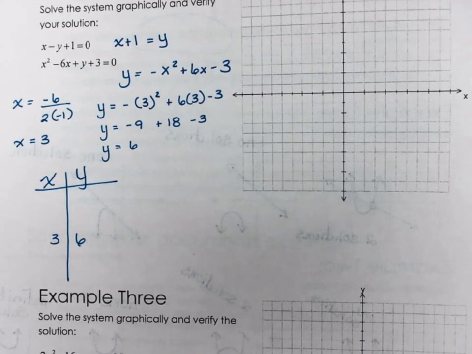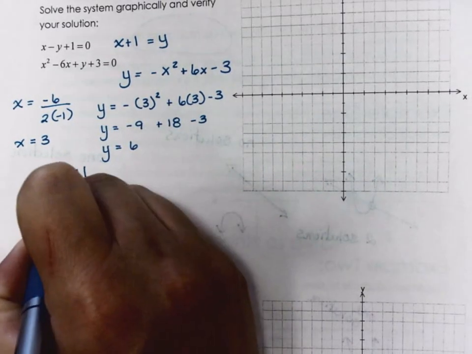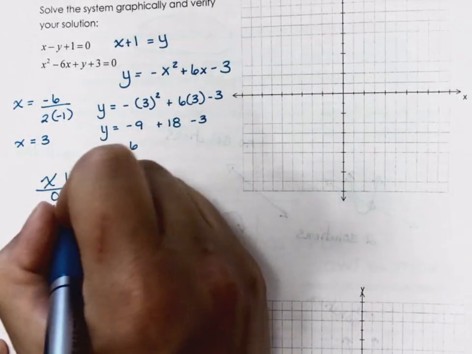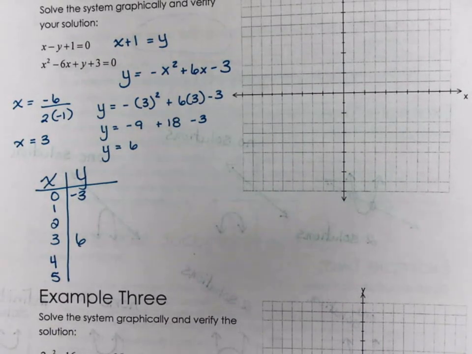Okay, what would 4 be? Because we're going to pick values to the right and to the left. I'm going to throw 0 in there because we already know what that would be. Okay, do some math, guys.